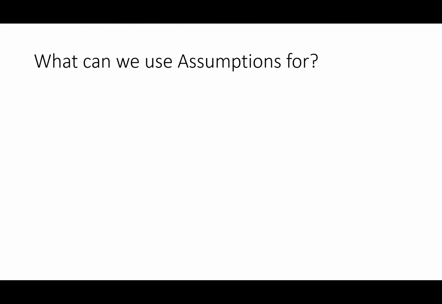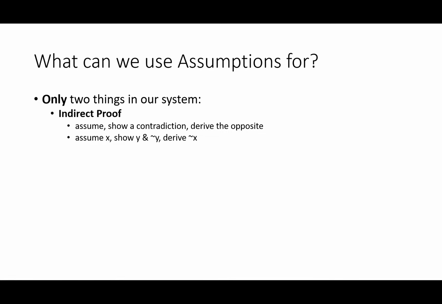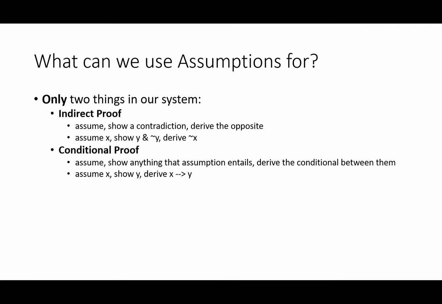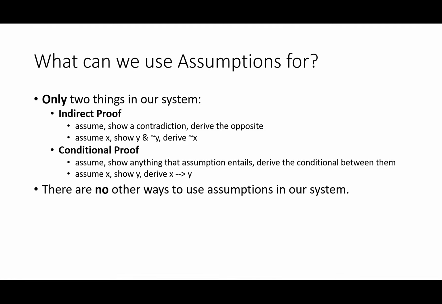So what can we use assumptions for? There's only two things in our system: indirect proof, in which we assume X, show Y and not Y, a contradiction, and derive the opposite of what we assumed, not X. And conditional proof, in which we assume, show anything that that assumption entails, and derive the conditional between them. We assume X, show Y, and derive if X then Y. There are no other ways to use assumptions in our system.